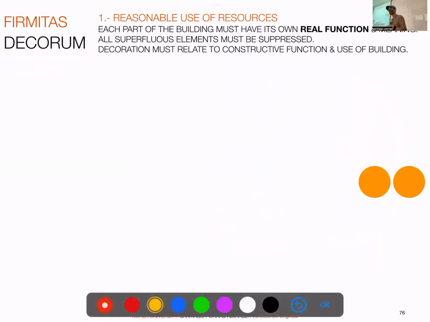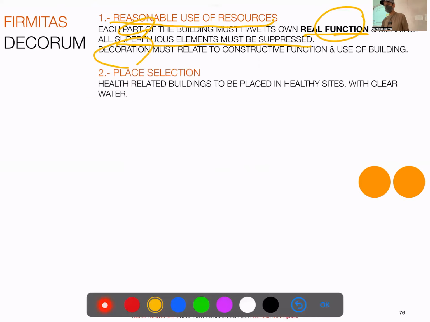So if we elaborate on that decorum, first, reasonable use of resources. Each part of the building, not speaking of the material, but each part, functional, decorative, symbolic, has a real function and meaning. So everything which is not necessary should be suppressed. This is a great design principle: if you don't need it, take it out. And decoration is still available, but must be related to construction, right?